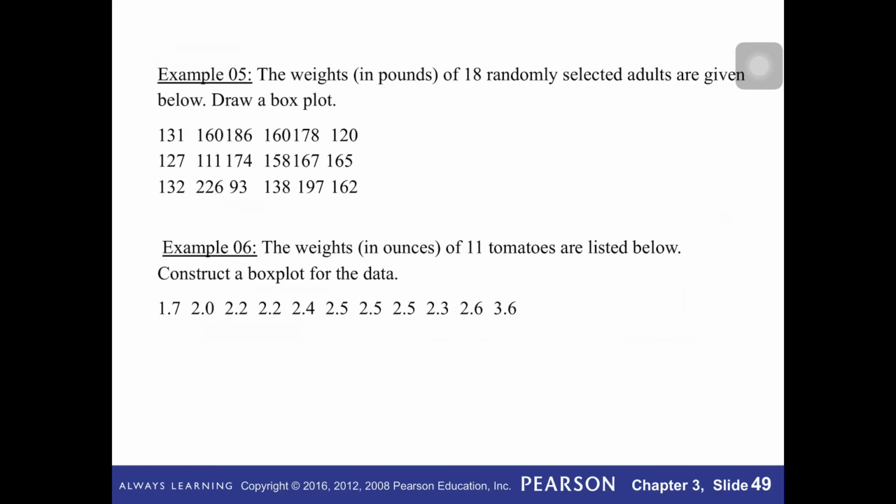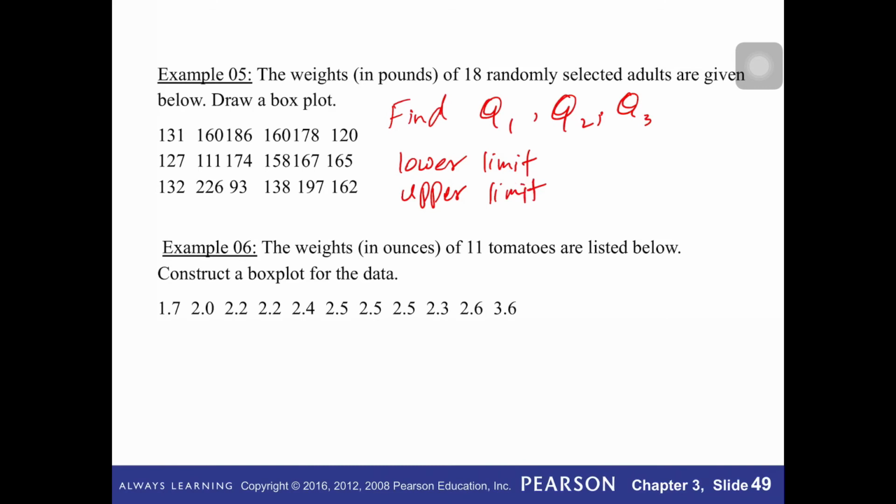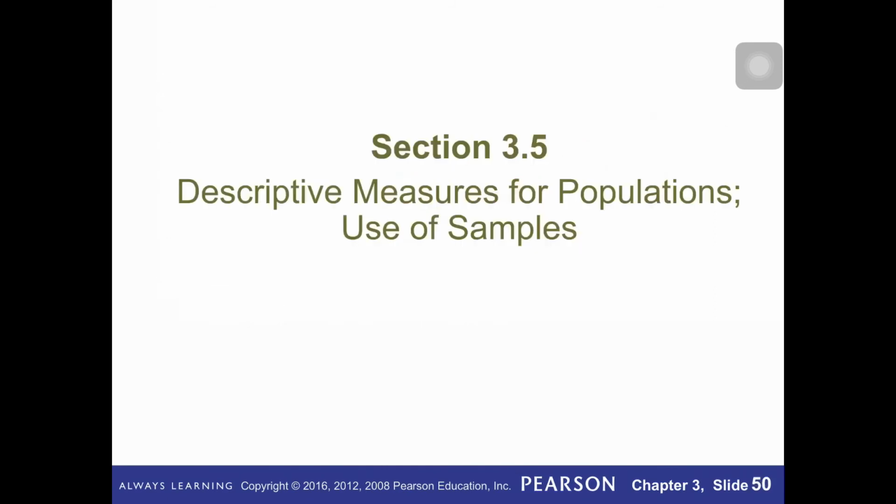For this case, if you need to draw the box plot, first you need to find these. You need to find Q1, Q2, Q3. Then you have to find the lower limit and upper limit. You can find the lower limit as Q1 minus 1.5 IQR. Upper limit you can find as Q3 plus 1.5 IQR. Okay. Then draw the box plot. You can do this example.